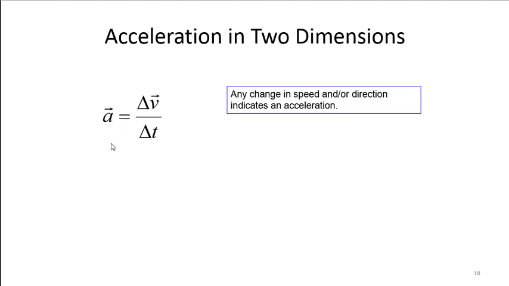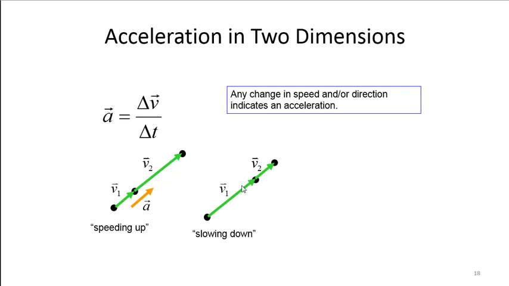Okay? This is our definition of acceleration from before. The only thing that's new is I put little arrows to indicate that acceleration is a vector and velocity is a vector. Let's go back to these old pictures. In this case, this object is speeding up. What's the direction of the acceleration? Well, when you speed up, your acceleration is in the same direction as your velocity. This object is slowing down. What's the direction of its acceleration? It's opposite the direction of velocity because it's slowing down.